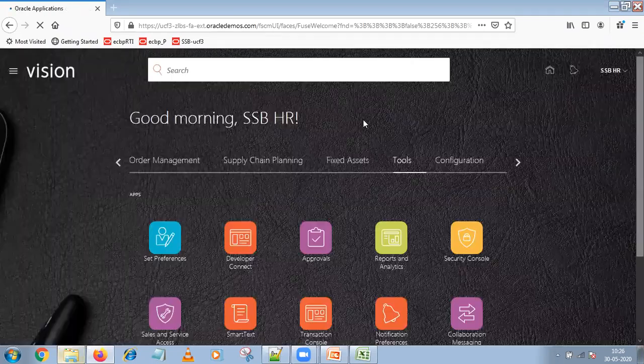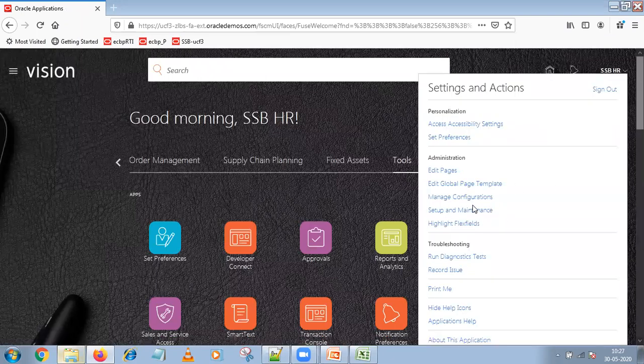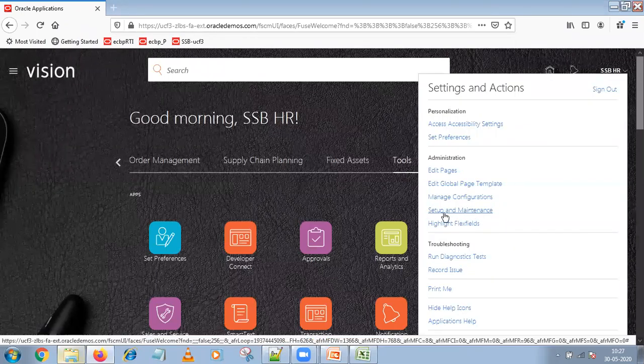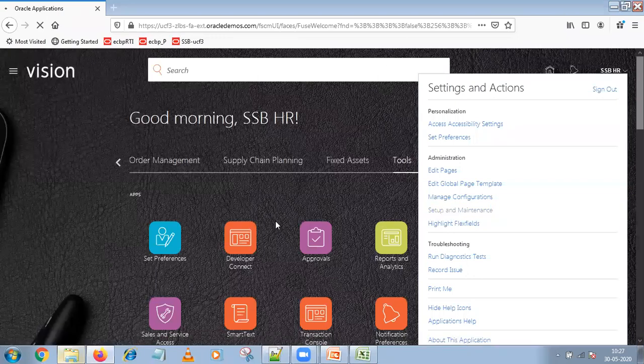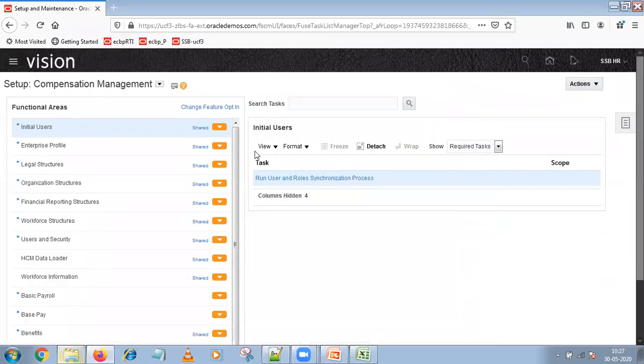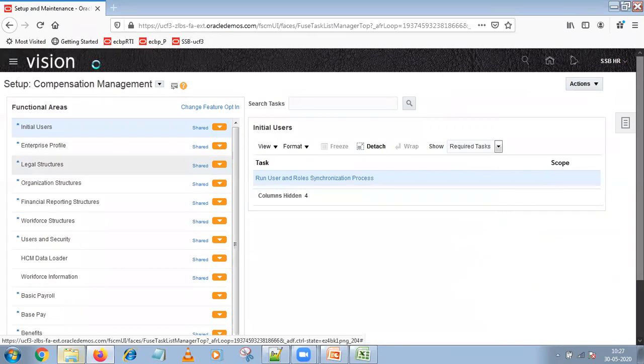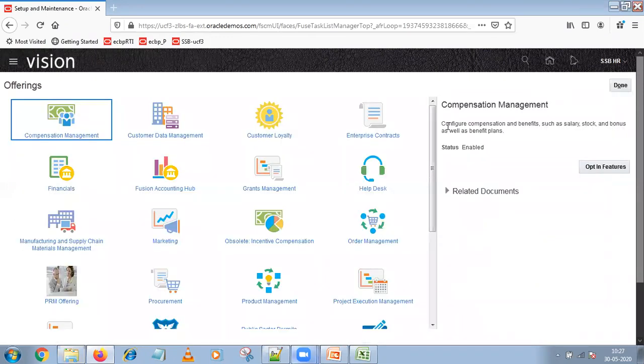And then the most important thing is this one. As a functional consultant, this is the place, setup and maintenance, where we spend a lot of time. 90% of our time is going to be spent in setup and maintenance, right? This is where we do all our configurations. I'm talking about offerings, remember? You have to go to actions, then offerings. This entire thing is called FSM, Functional Setup Manager. We will talk about it from the next class onwards.